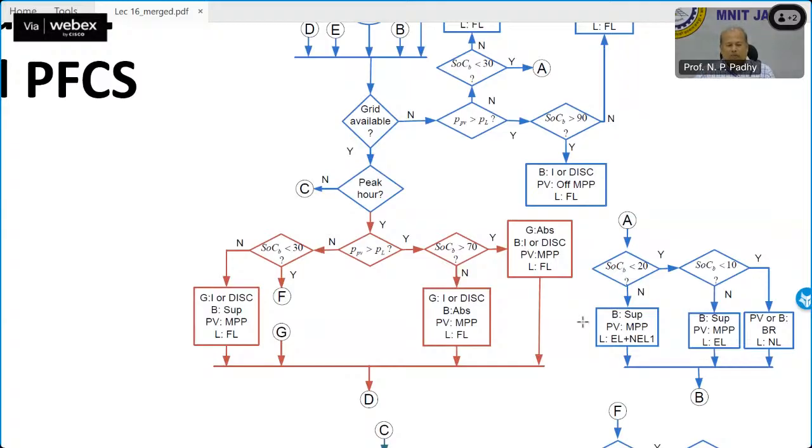Then what about PV? Now, is PV greater than PL or not? If PV is greater than PL, assume that you have excess power. Fine, the PV is more than PL. But what do I do with that excess PV? It is not good, because PV more than PL means I'm in trouble. So I have to make sure that the battery is in a position to charge it.